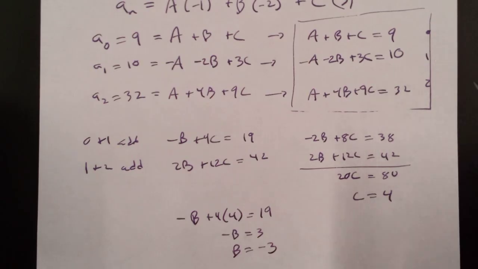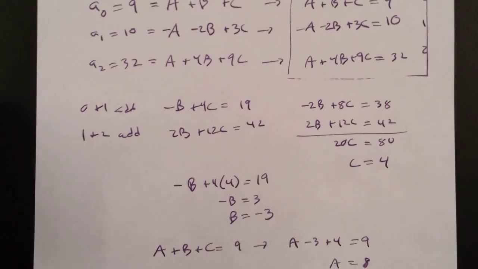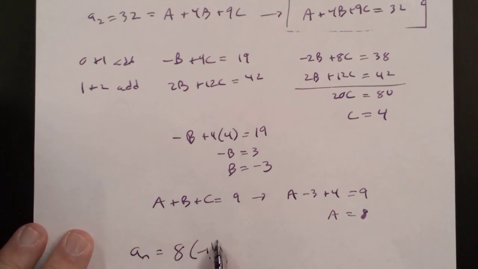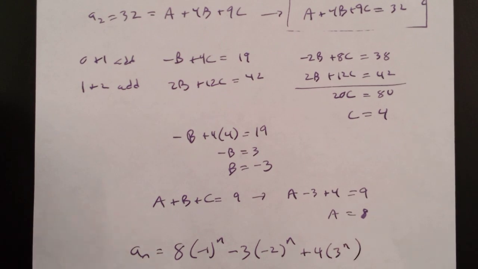Now I can go back up to one of these equations and solve for a. A plus b plus c is equal to 9. So a minus 3 plus 4 is equal to 9. And that means that a is 8. And now I know an: 8 times minus 1 to the n, minus 3 times minus 2 to the n, plus 4 times 3 to the n.